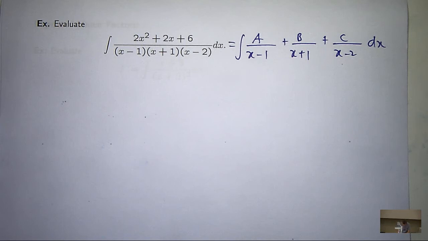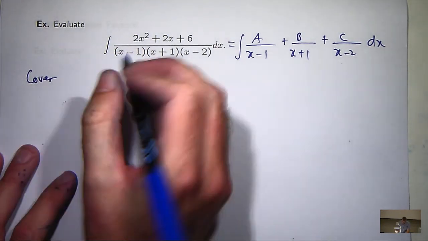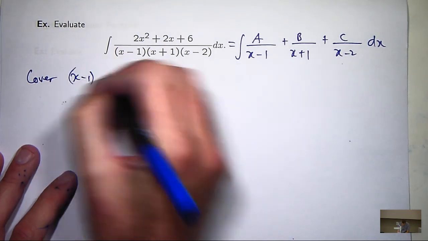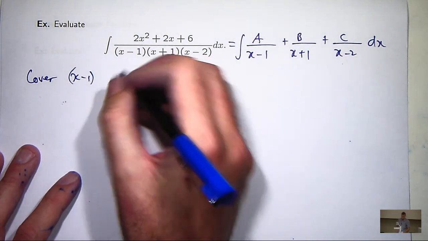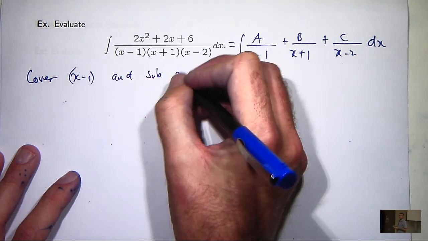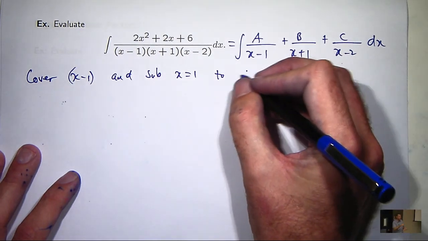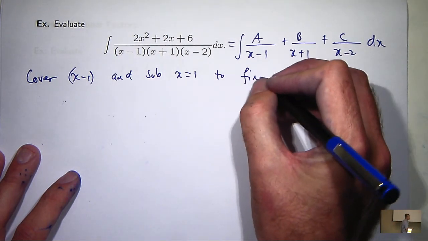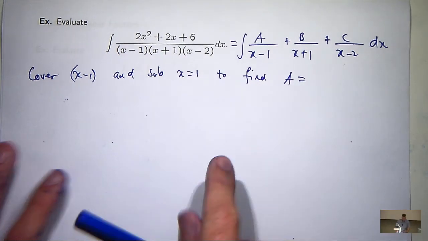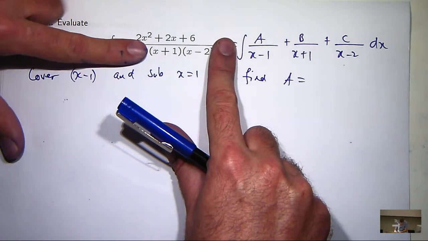All right, so if I cover up, so just ignore the integral sign here, I'm going to cover up x minus 1 and sub in x equals 1, top and bottom. Okay, so on the top, I'm going to get 2 plus 2 plus 6 over 2 times minus 1. So all I need to do is simplify that. Minus 5. How easy is that?